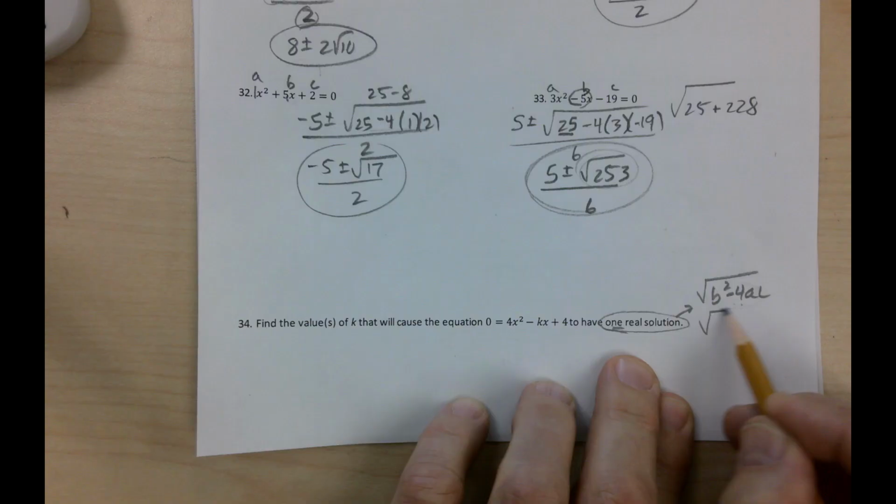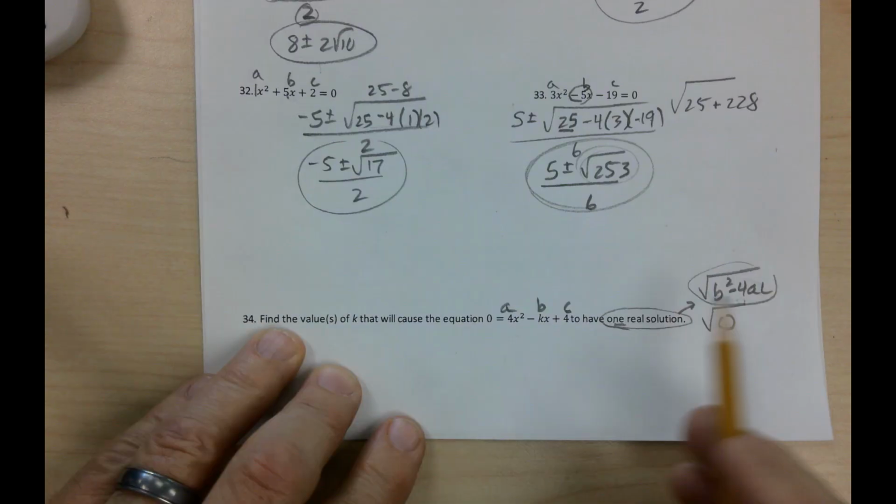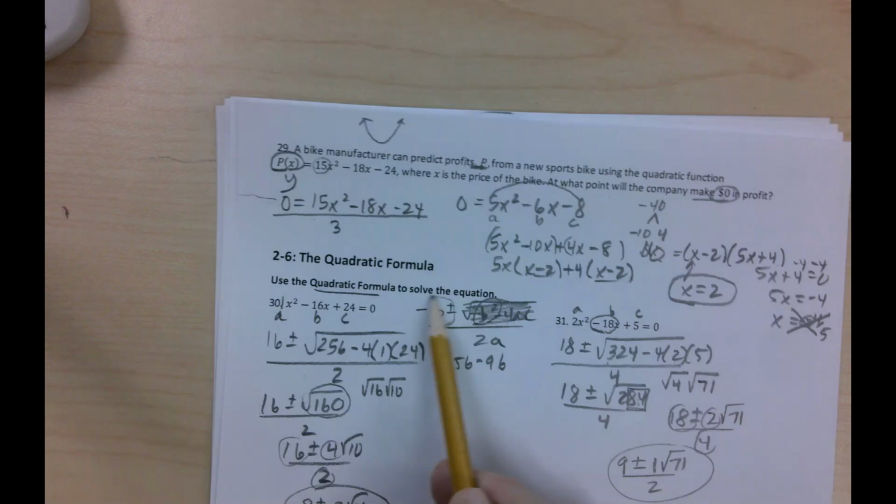So if we take a look at this, this is our A, this is our B, this is our C. We need B squared minus 4AC to actually end up equaling 0. Because in the formula, if this is 0, one answer is this guy over this guy, and that's your one answer. So I hope that helped you. So now we're just going to plug things in.